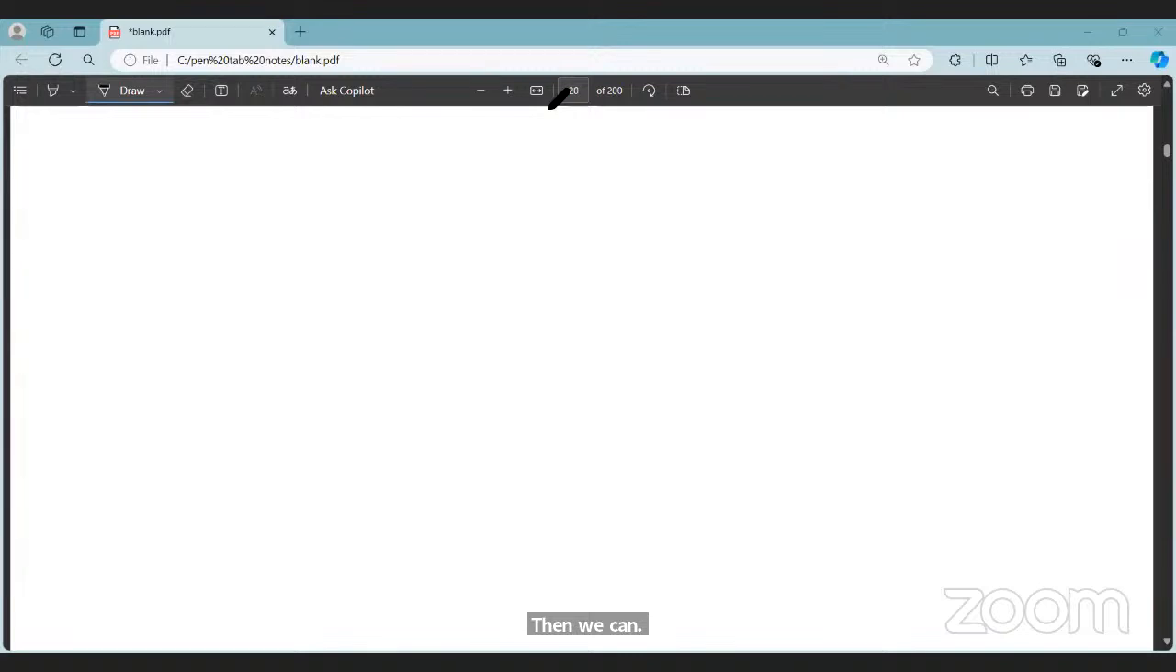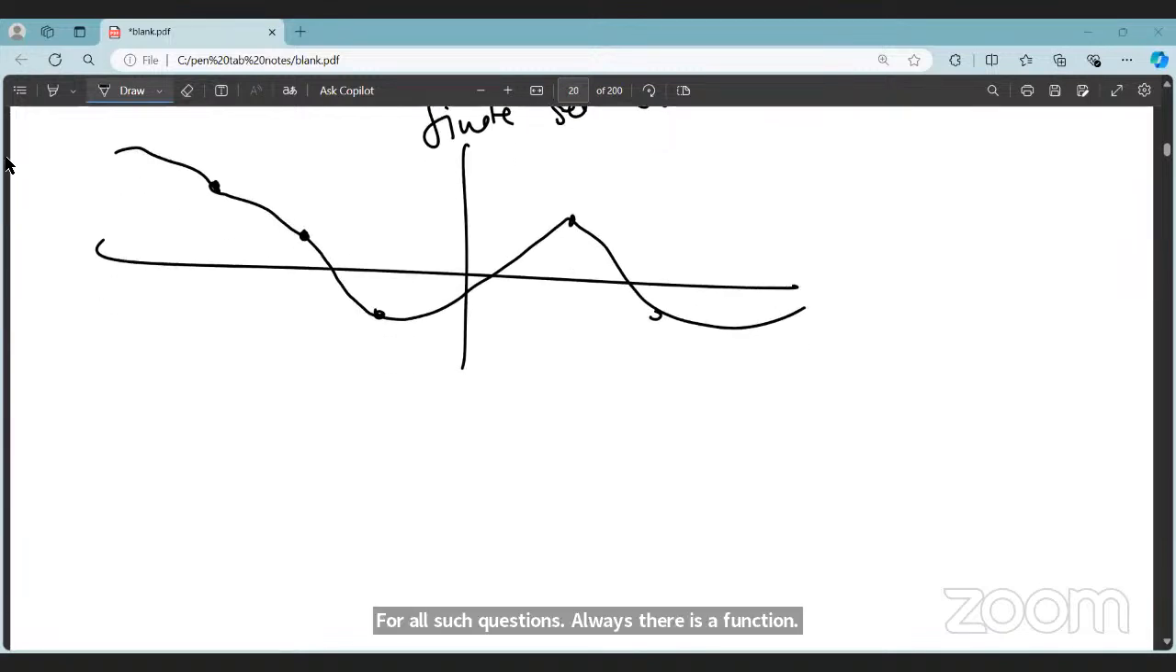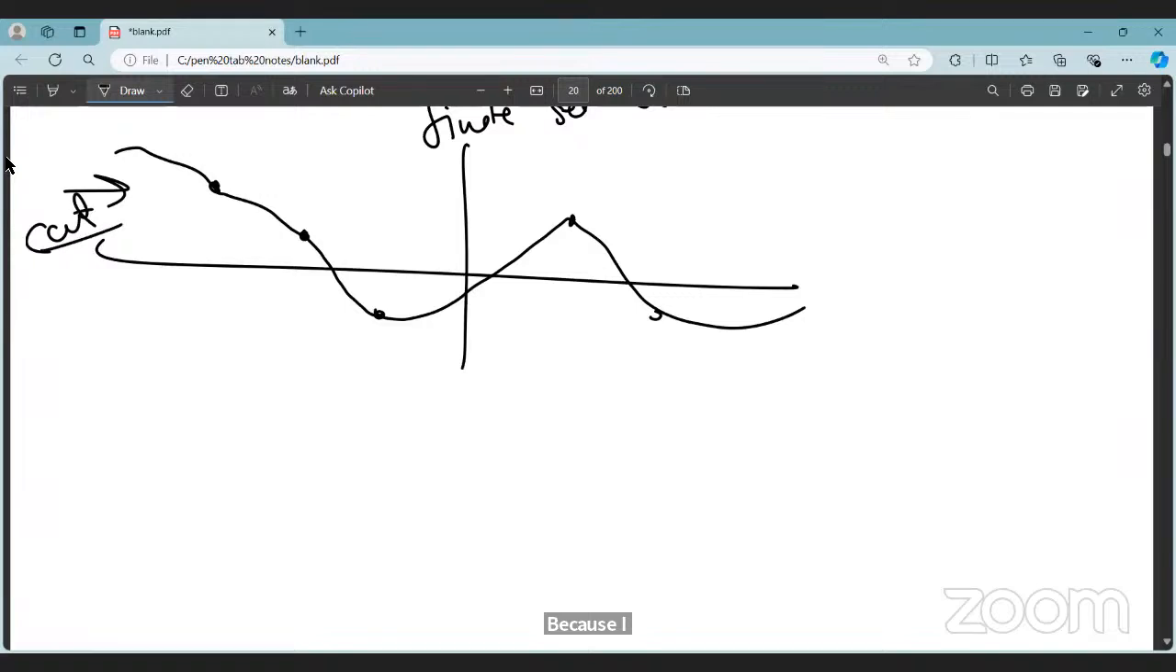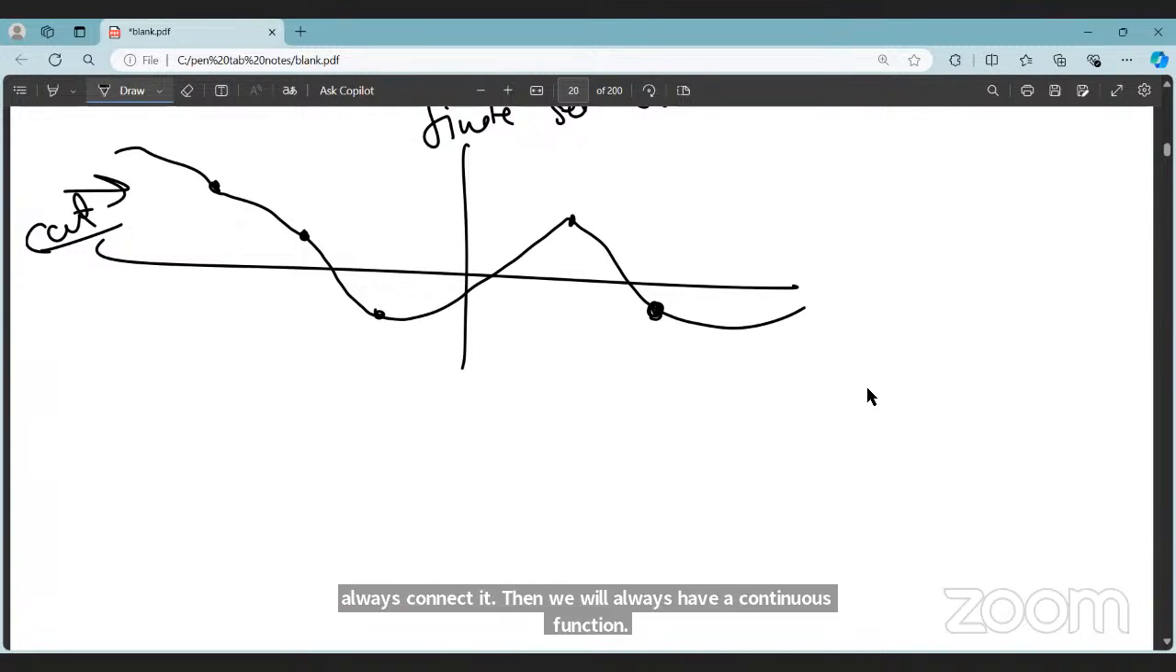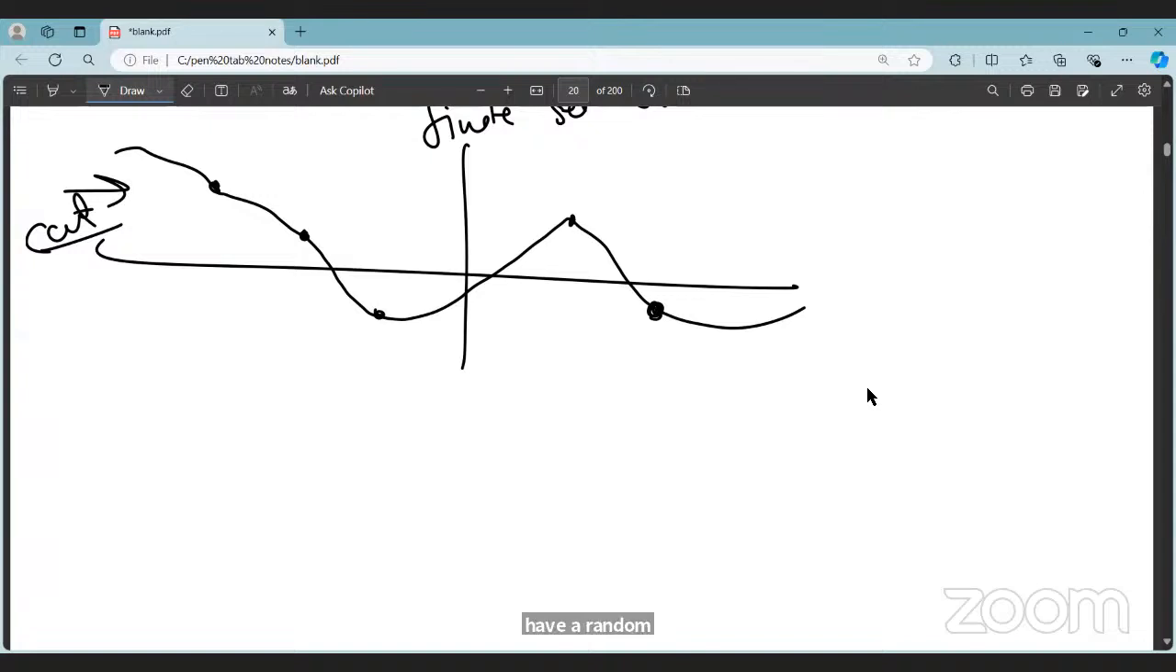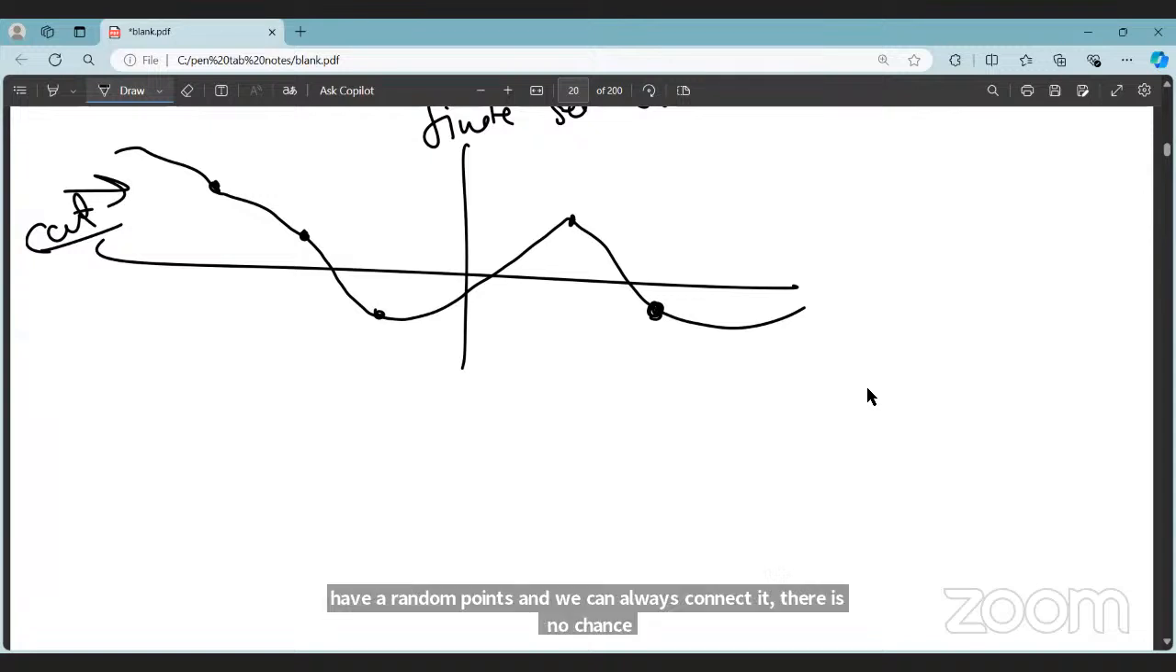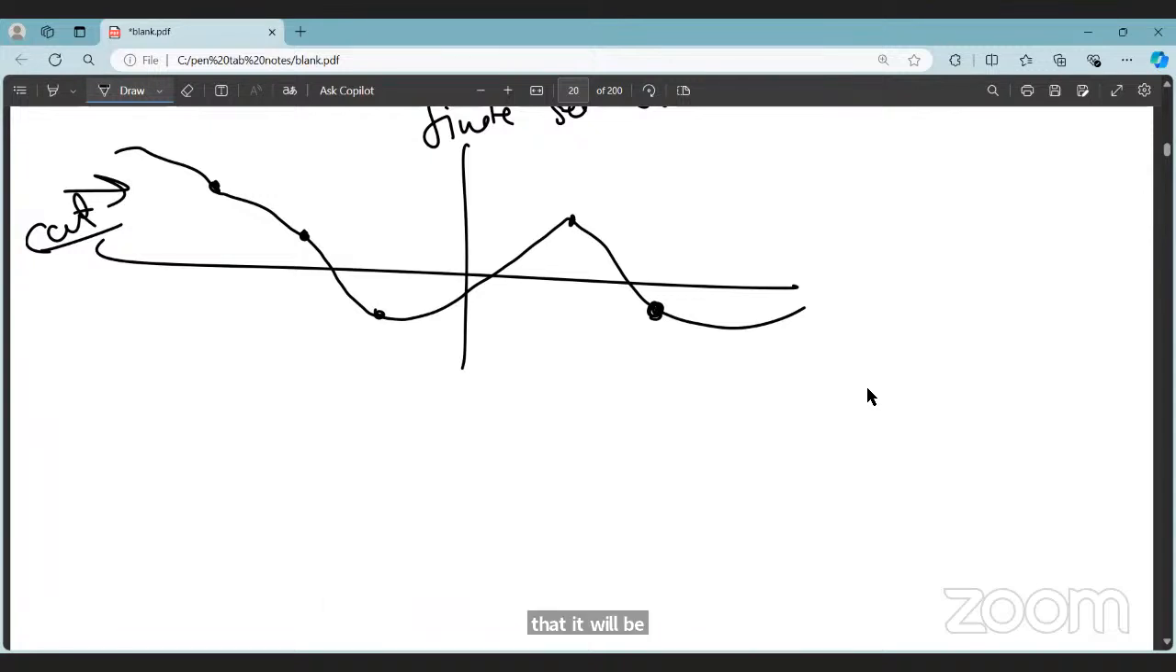But in the question, it's already drawn, this is the function. I agree, this graph will represent a function, no? Ma'am, he is asking that if we have random points, then we can always connect them, and we will always have a continuous function. There is no chance that it will be discontinuous. That's the thing I'm saying. A question like this always has a yes answer.